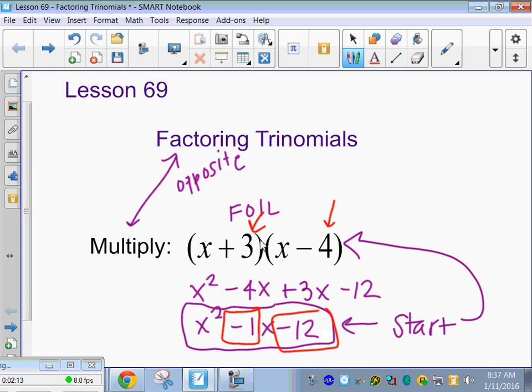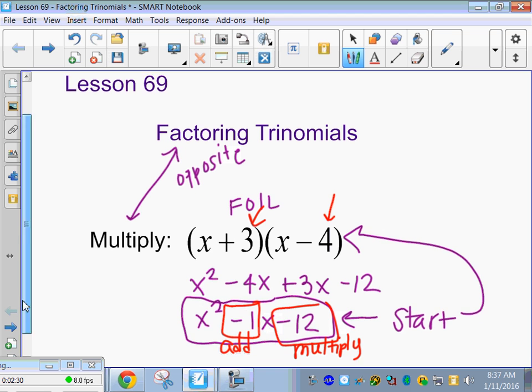What's positive 3 minus 4? So put a little note here. This middle number is when you add these two numbers. Put a note on your notes. And this last number is when you multiply those two numbers.